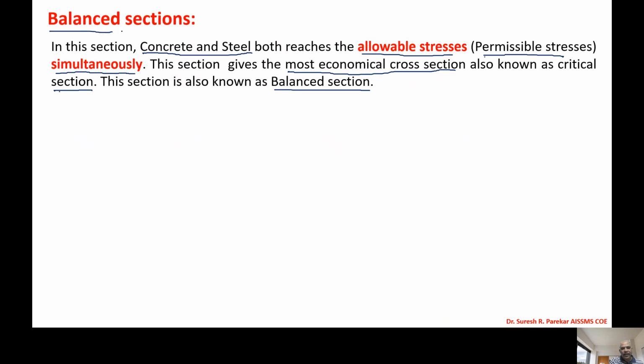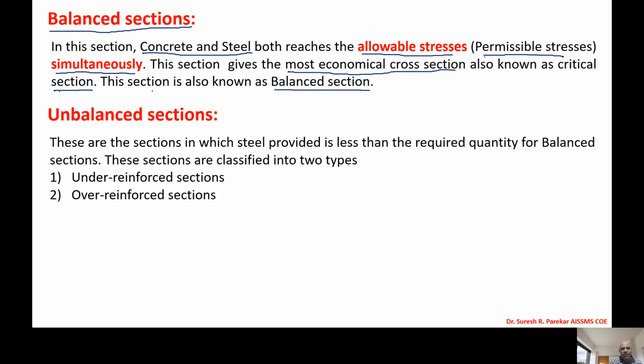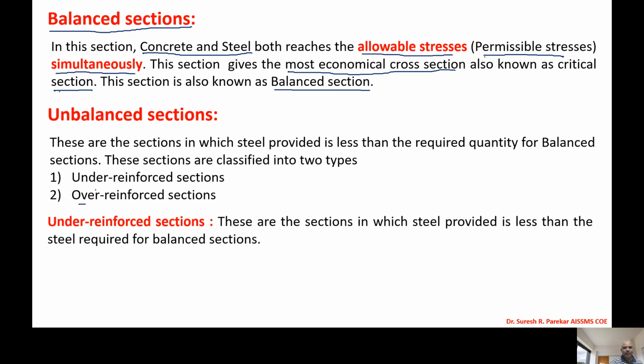It is called balanced because we are going to balance both steel and concrete in such a way that these two materials will reach maximum values simultaneously. And second, we have the unbalanced section. These are sections in which the steel provided is different from the required quantity for a balanced section, and these are classified into two types: under reinforced sections and over reinforced sections.